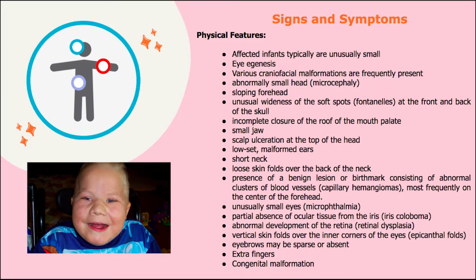Presence of benign lesions or birthmarks consisting of abnormal clusters of blood vessels, most frequently on the center of the forehead. Unusually small eyes are also observed, and a partial absence of ocular tissue from the iris. There is also an abnormal development of the retina, which is called retinal dysplasia. We also have vertical skin folds over the inner corners of the eyes, and eyebrows may be sparse or absent. Extra fingers are also observed, as well as congenital malformation.